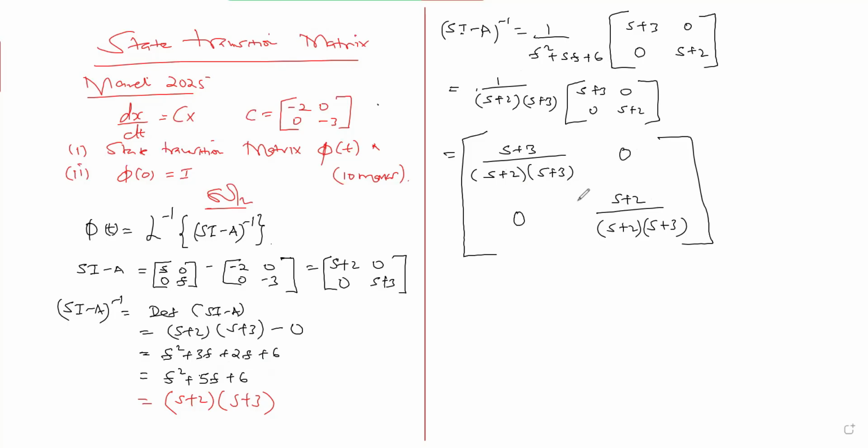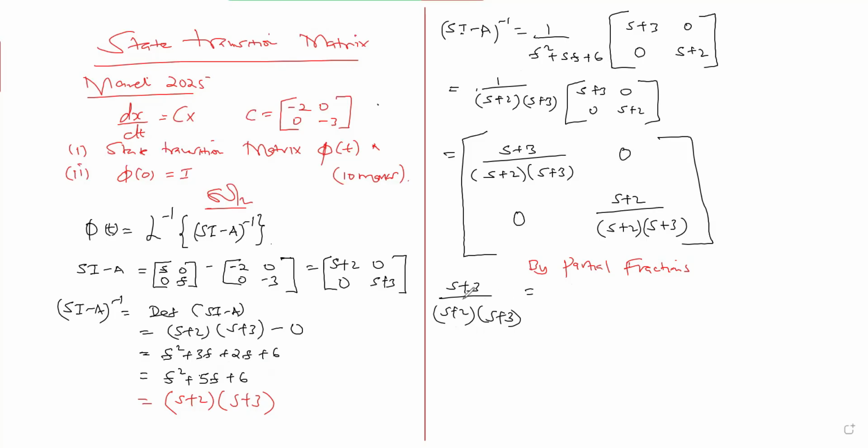So it is these two because here it is 0 and here it is 0. So now let's start with (s plus 3) over (s plus 2)(s plus 3). So we have that. What we are saying is that if the two numbers in the denominator are factors, we write it in terms of partial fractions. Let me just note it here, by partial fractions.